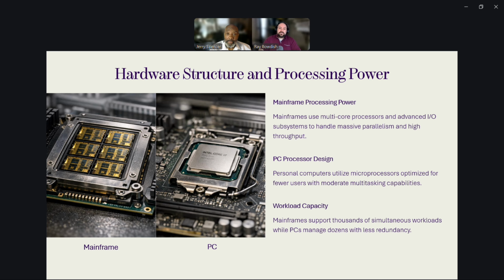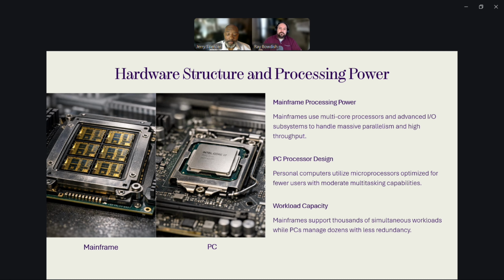A personal computer, again, the chip's only about this big, not quite the same scale. The clock speed of a personal computer is a lot slower. It has a lot fewer threads. A typical PC has maybe 8 threads or 4 cores for your hyper-threading capability. It just really isn't the same, and the workload capacity for these is vastly different.